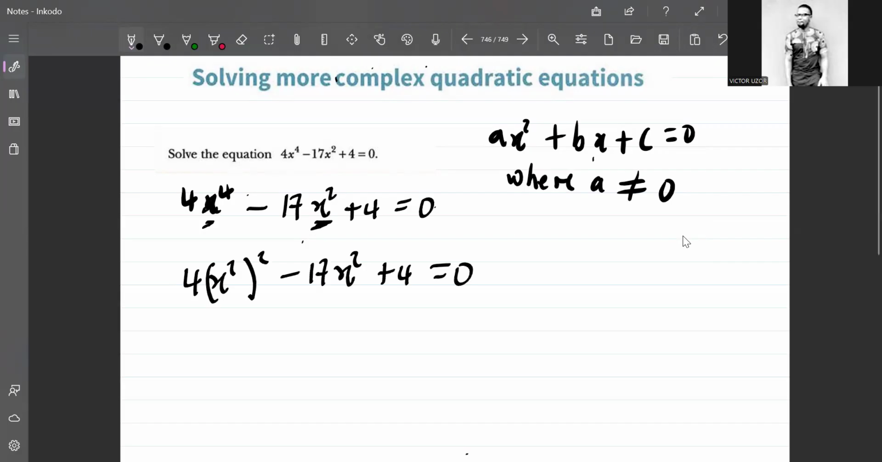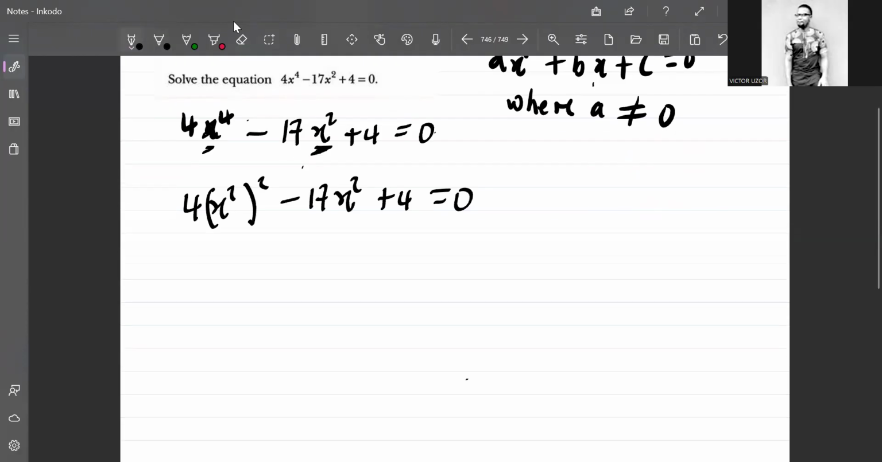minus 17x squared plus 4 equals 0. Now, this particular thing, according to the law of indices, when you have a raised to the power 2 in bracket 3, you multiply the powers, which will give you a raised to the power 6. So applying that rule here, this can be in the form of this.